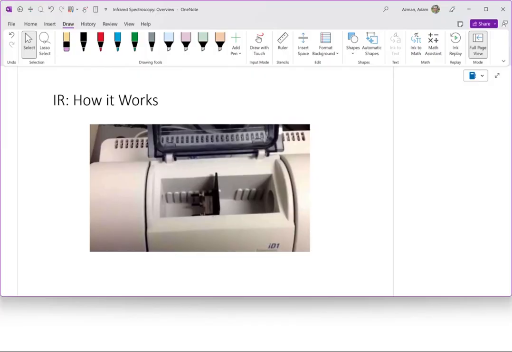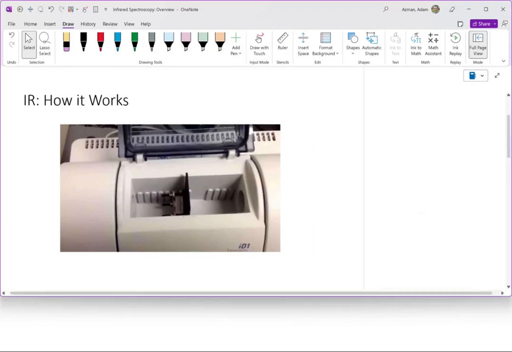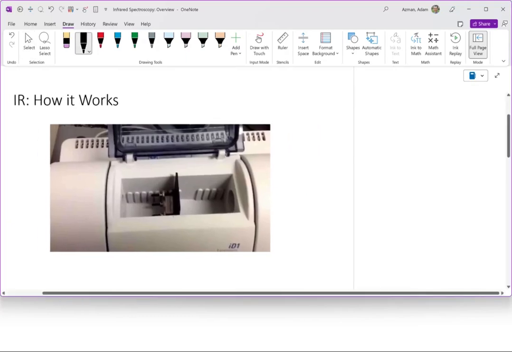All right, so infrared is our second spectroscopic technique that we're learning. And let's remind ourselves what we know about spectroscopy. Spectroscopy is adding energy to molecules. The molecule absorbs some of that energy characteristically and responds, and we measure that response, and that tells us something about the molecule.